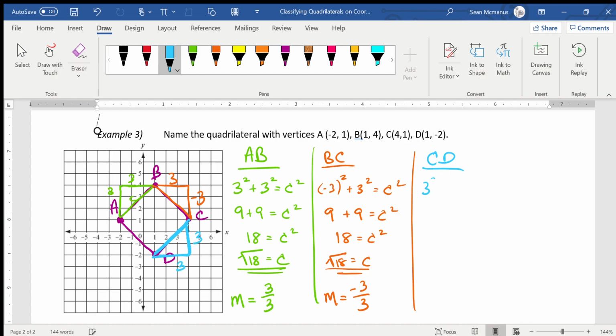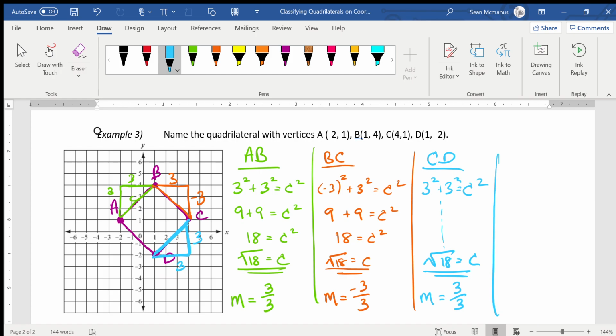So I have 3 squared plus 3 squared equals c squared, right? This should look familiar by now. It looks like the green one, right? So same numbers, going to give me the same result. Square root of 18 is going to be the length of that side. So far, 3 of them are the same. That's nice. And my slope of the blue one, it's going uphill, so I know it's going to be a positive slope, 3 over 3.